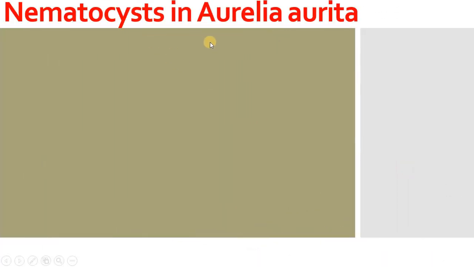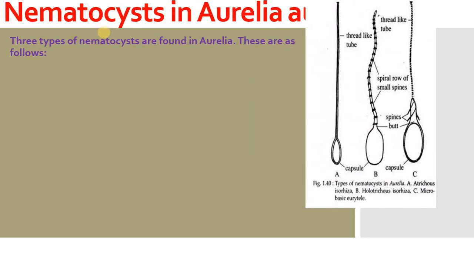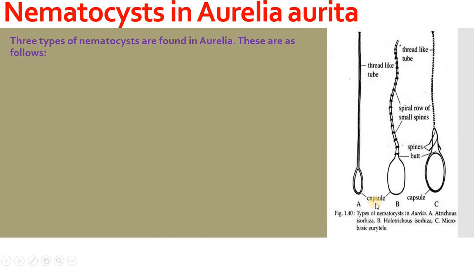Next are the nematocysts in Aurelia aurata. Nematocysts are the stinging cells and they occur all over the umbrella, tentacles, oral arms, gastric filaments, etc. Aurelia has three main types of nematocysts, which are as follows. This is the diagrammatic representation showing the types of nematocysts in Aurelia: the atrichous isorhiza, holotrichous isorhiza, and microbasic eurytele. First is the atrichous isorhiza.